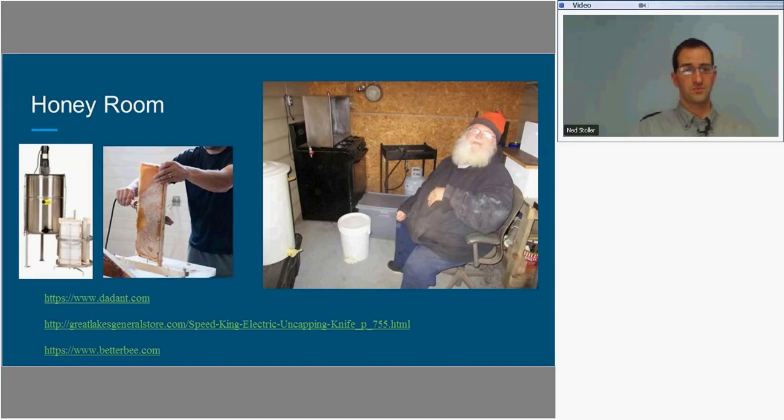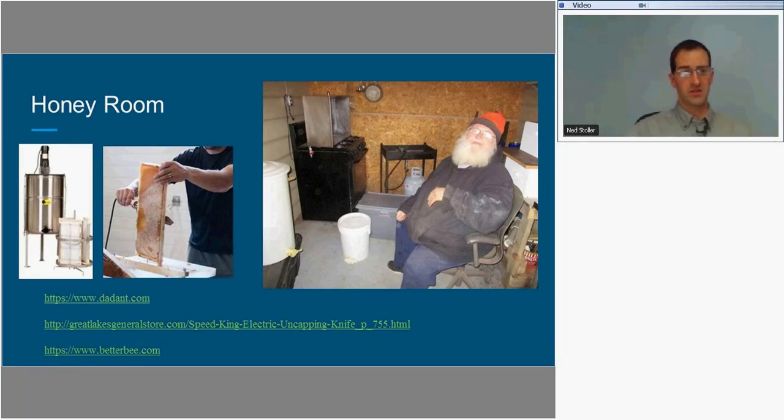The honey room, this is where putting a heater in the corner is going to be really important. This is where we are spinning the frames. We pull the frames out of the hive bodies and bring them in here. The bees, after they fill the comb with honey, will seal the comb off with a cap. That cap needs to be cut off so that the honey can fly out of the comb.